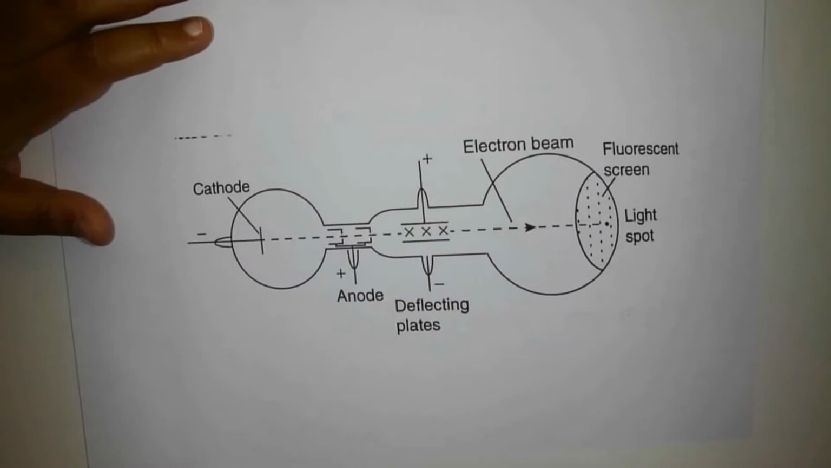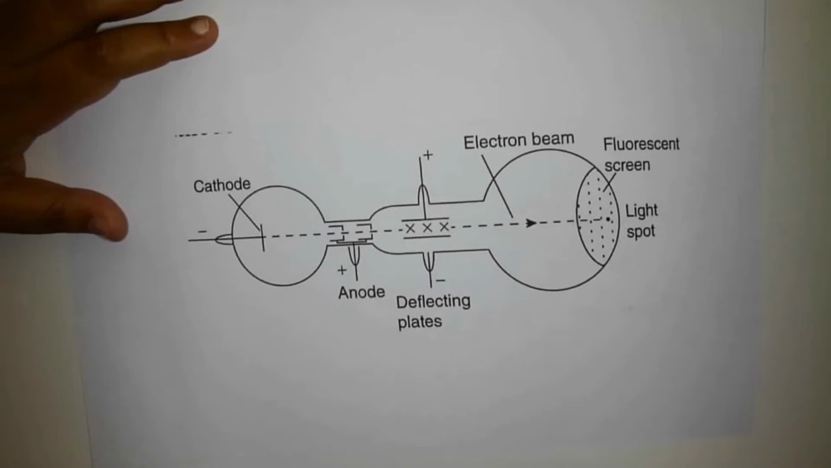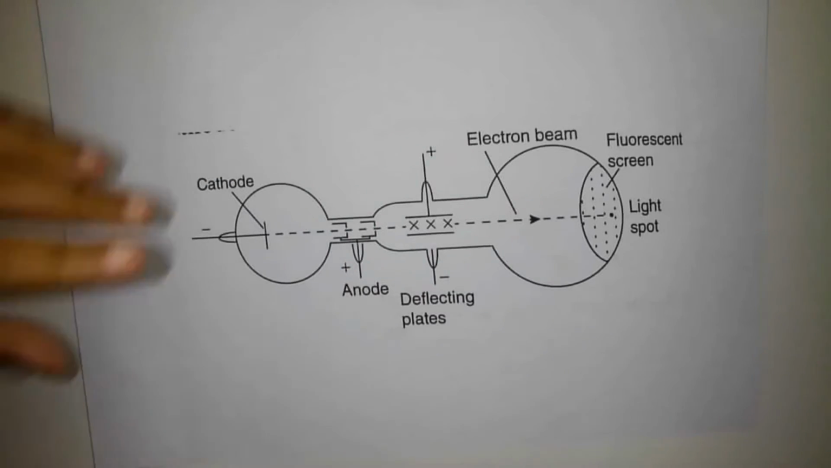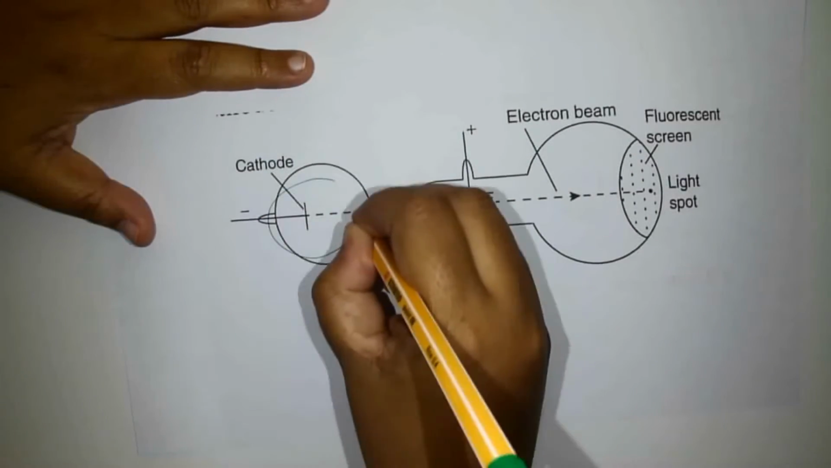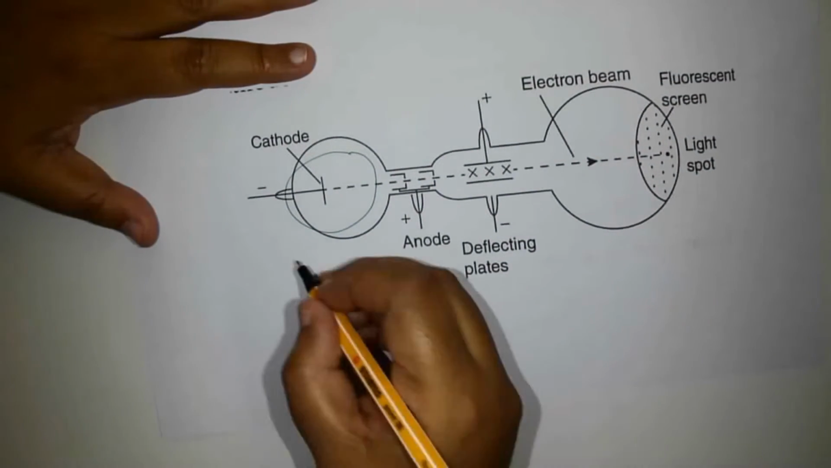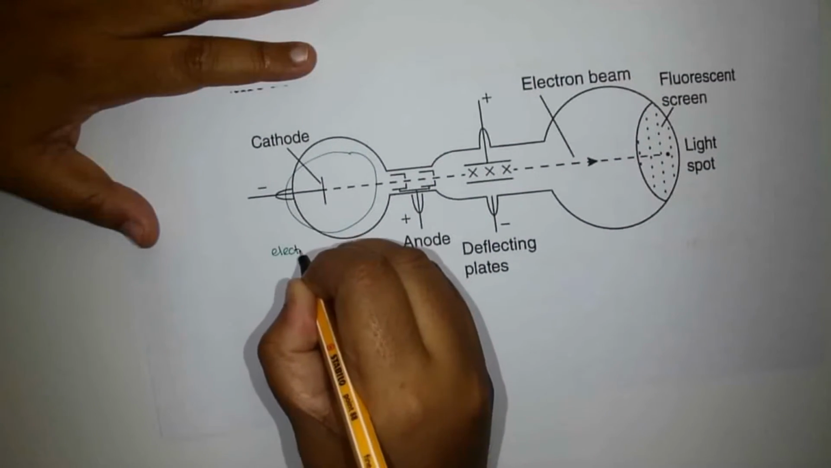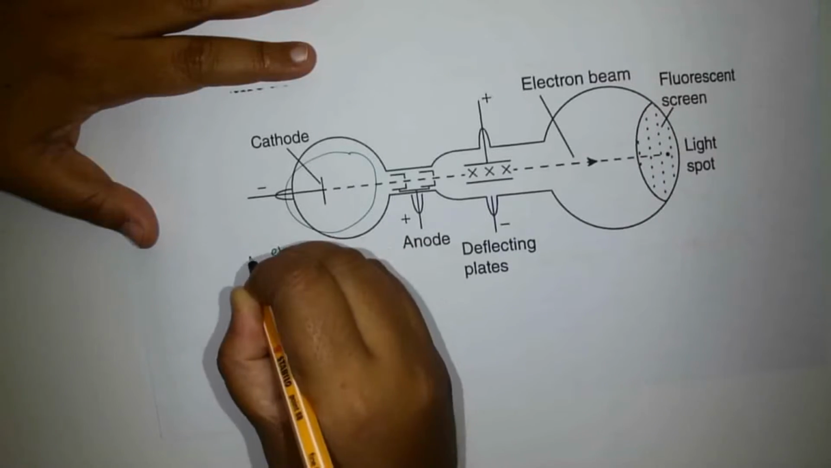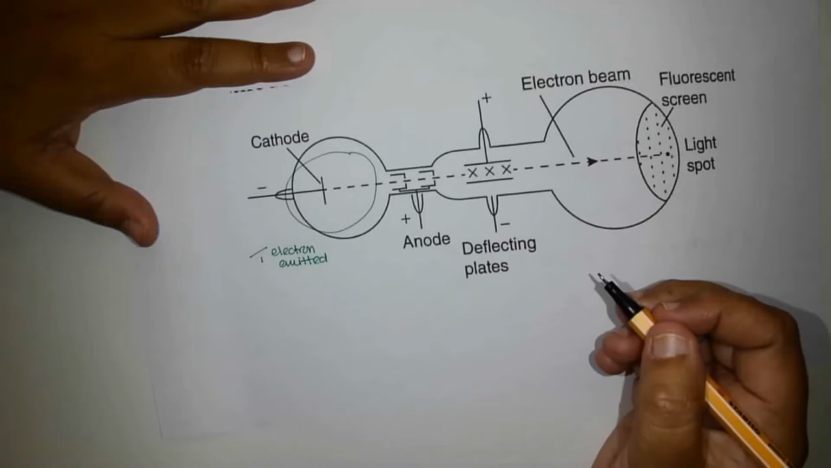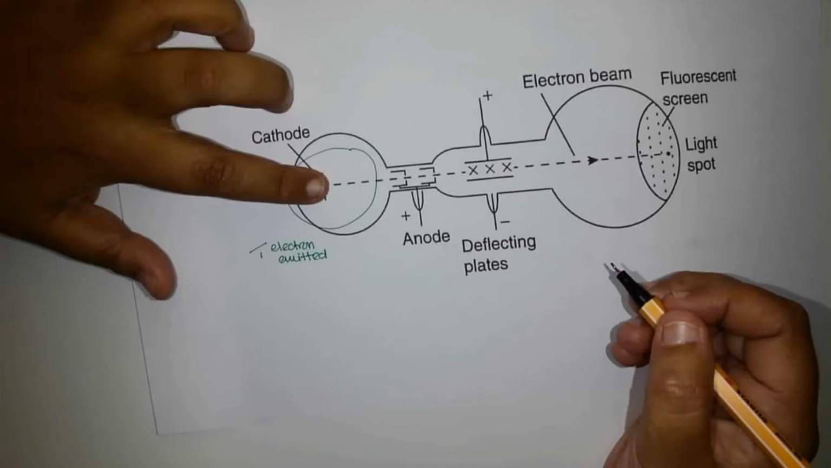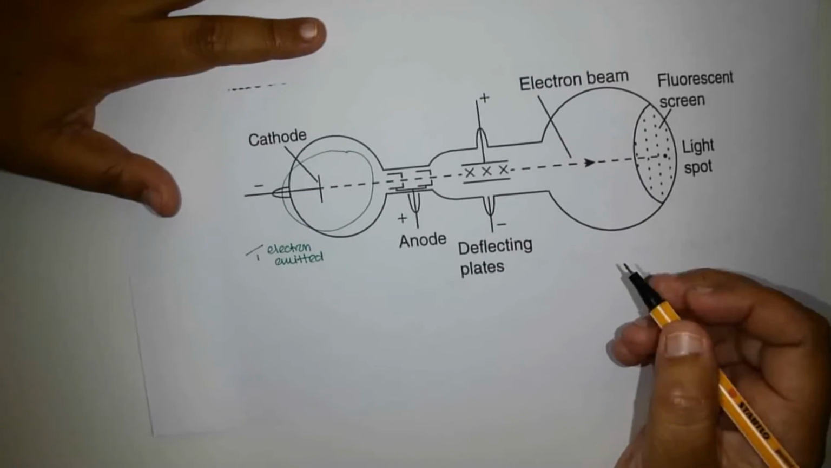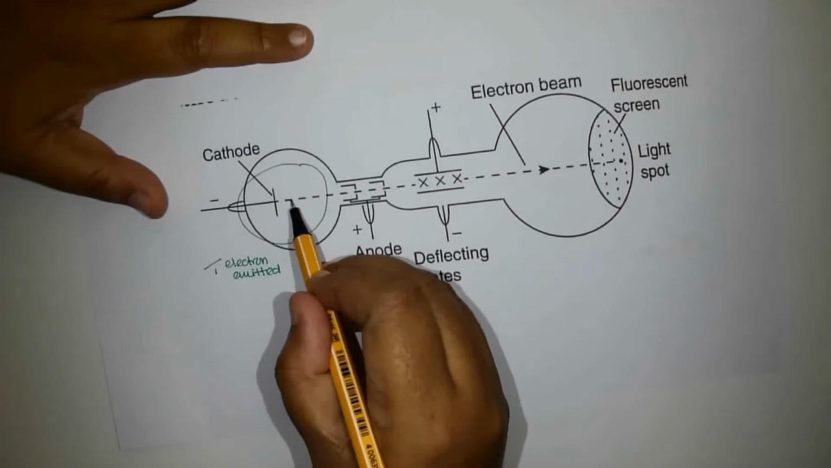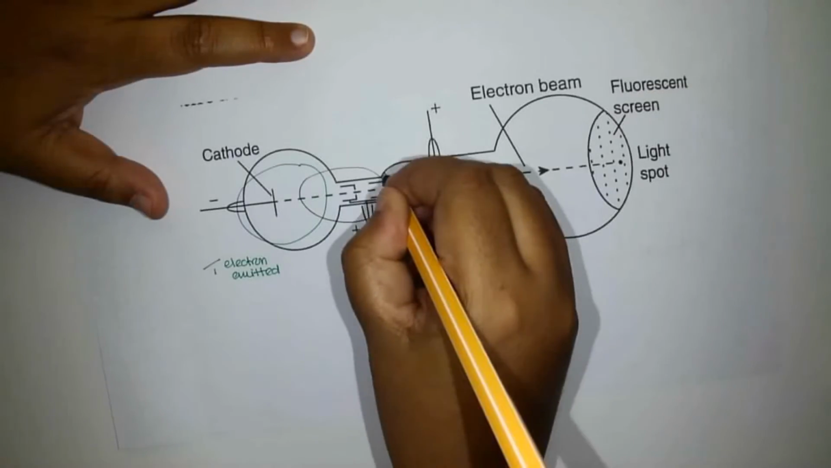Everybody is familiar with this. So what happens in this position here? You can see there's a cathode. This is the cathode, so definitely an electron is emitted. Number one, an electron is emitted from the cathode. Number two, you'll realize that the electron goes through here, in this position.